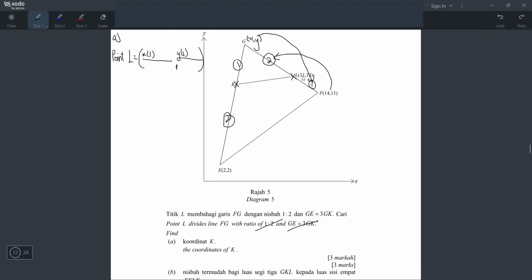Okay. After you take g times 1, you will take f times 2, which is 14 times 2, 11 times 2. 14 is the x coordinate. So you will write before the comma. 11 times 2 is the y coordinate. Of course, you write after the comma. And then if there's nothing in between, means plus here, here also plus.